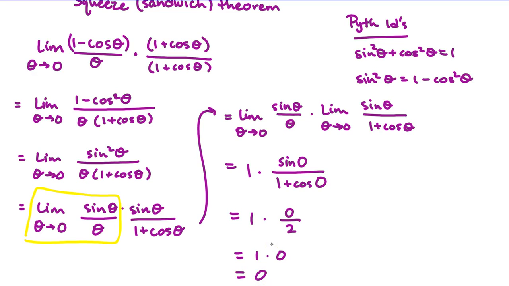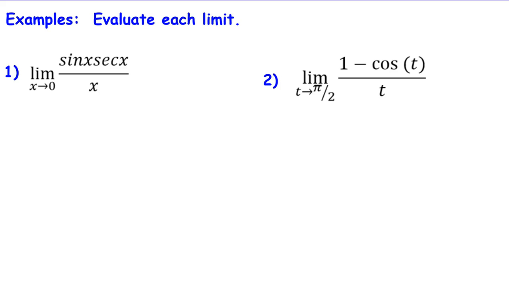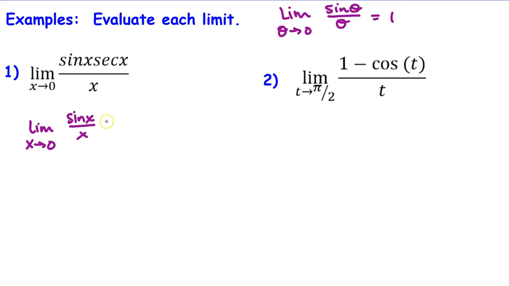Okay, next what I want to do is just go through a few examples real quick. Other problems that we could involve this limit in. The limit as theta goes to 0 of sine theta over theta equals 1. Once we have that established, we can involve it in others. It doesn't have to be a theta, it could be an x or a t or whatever letter you want. So if you look at number 1, you can see we could break this fraction up into 2. We have the limit as x goes to 0 of sine x over x times secant x over 1. See, I just split up the numerator and split up the denominator. So this part right here is 1.